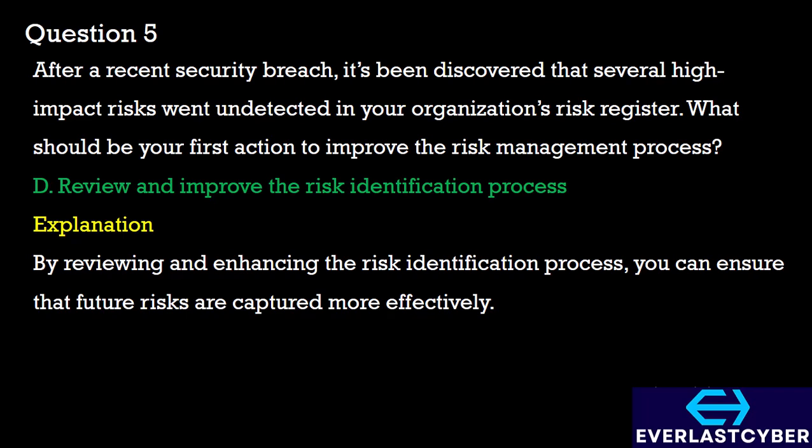If the critical risks were not detected, it indicates a weakness in the risk identification process. So improving this process will help to ensure that future risks are recognized and properly documented in the risk register. So once the identification processes are improved, other steps such as updating the register and enhancing controls can then follow.